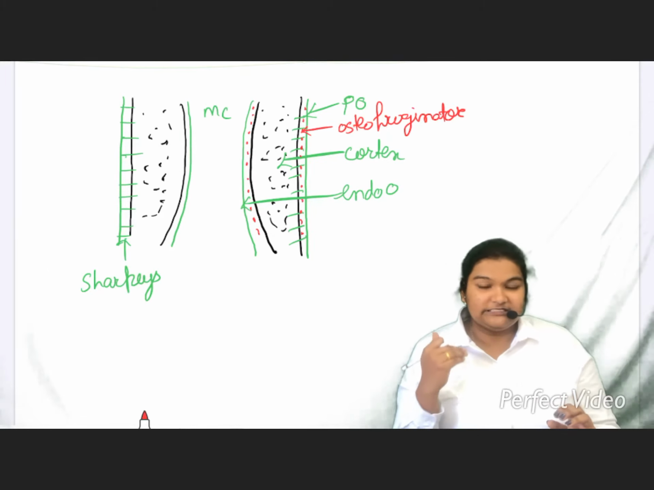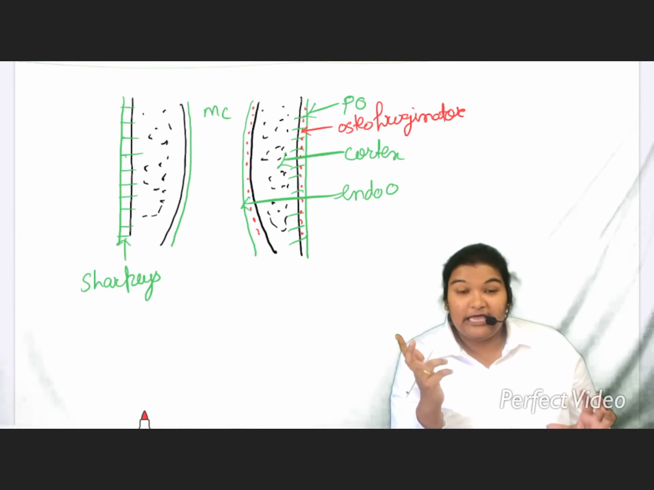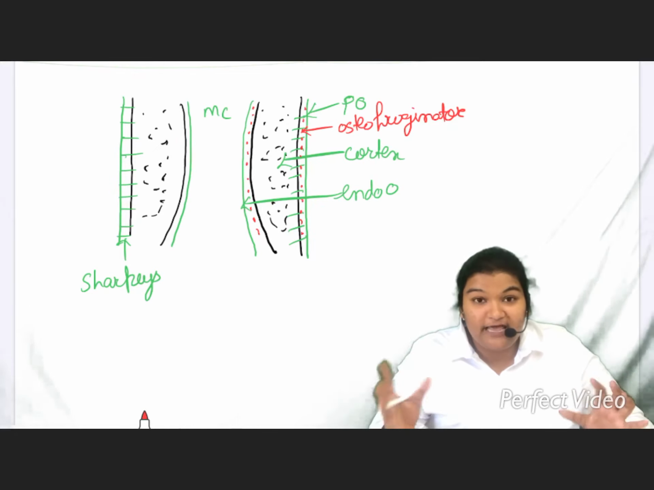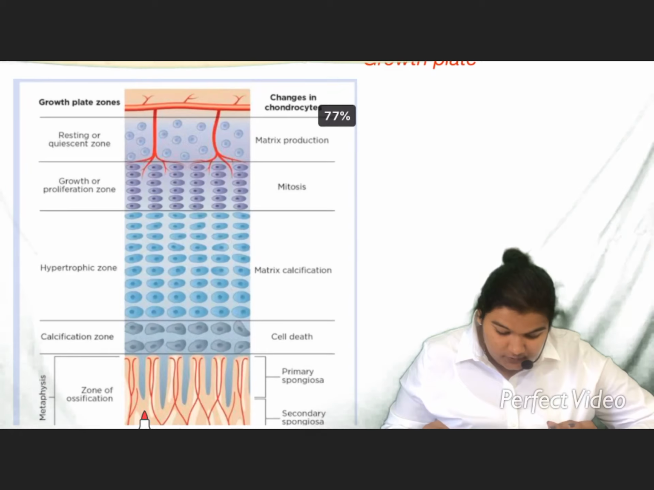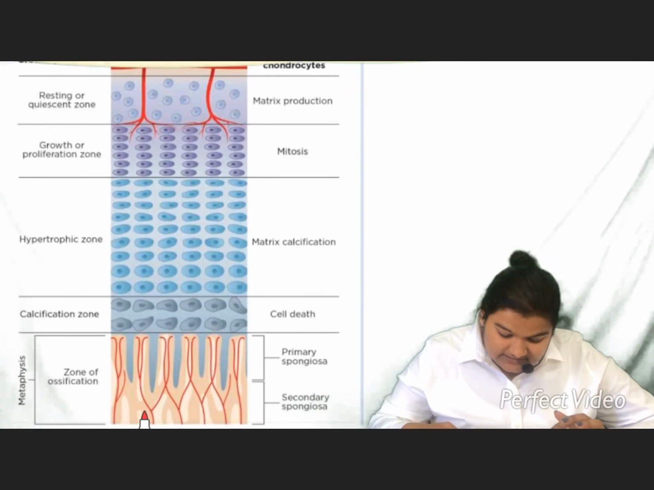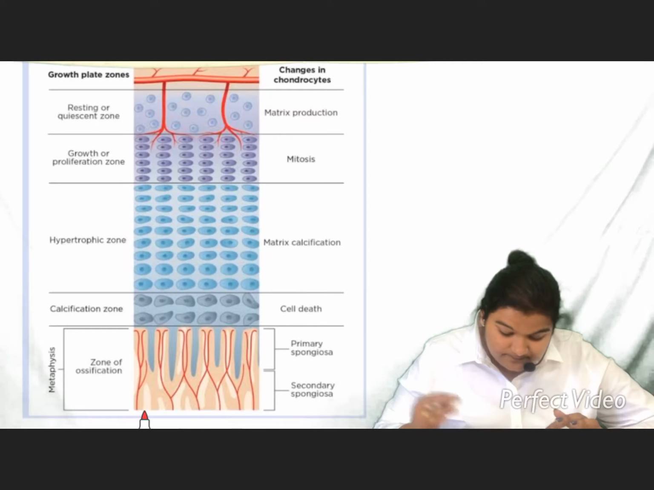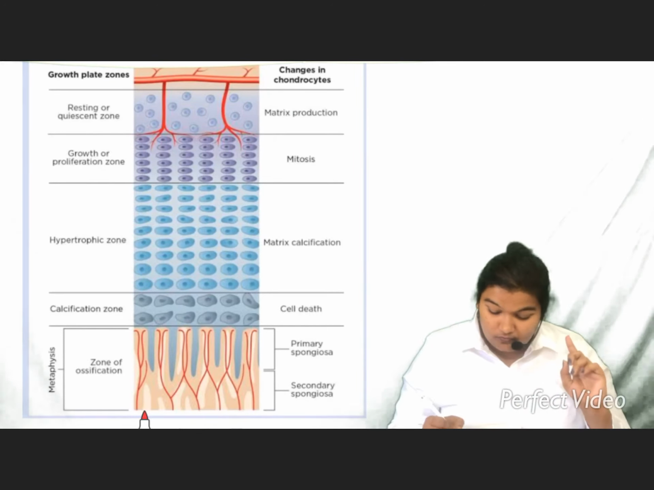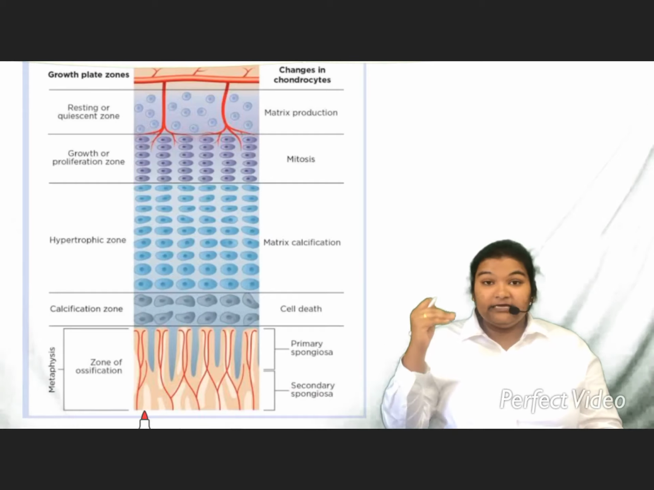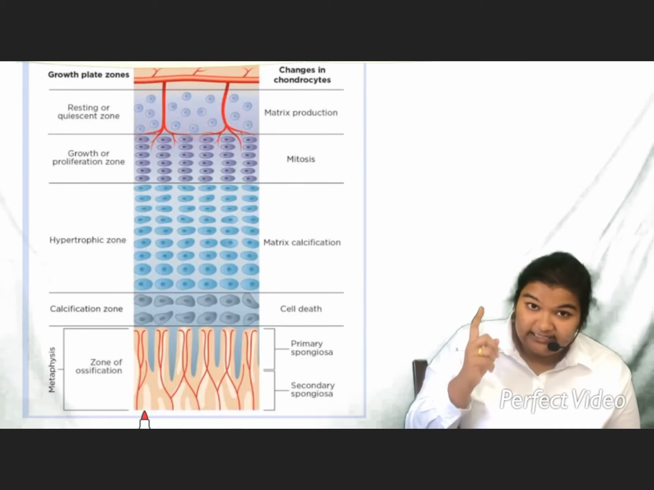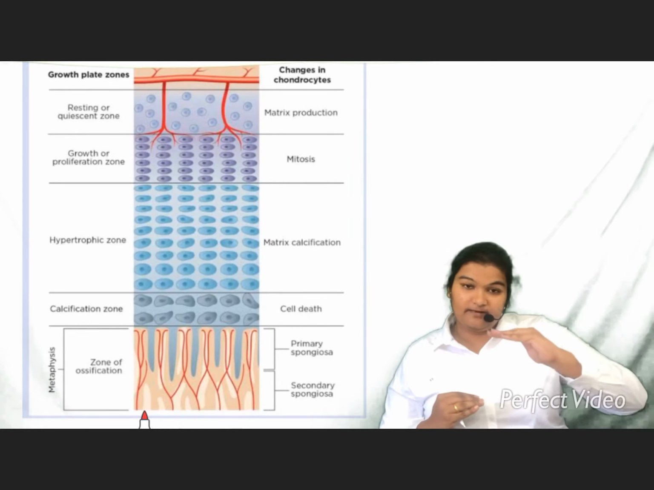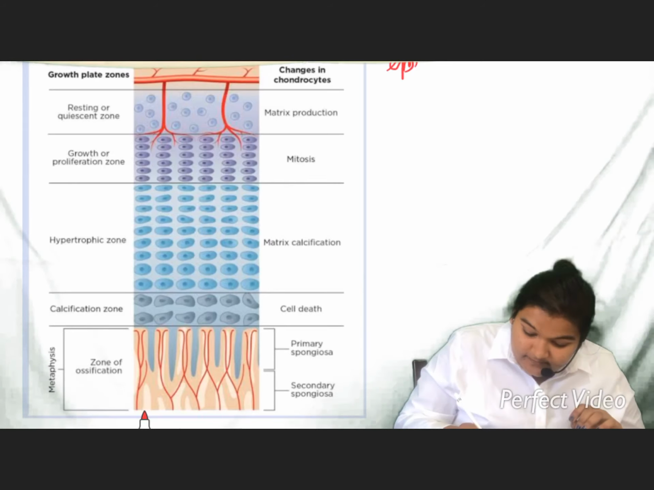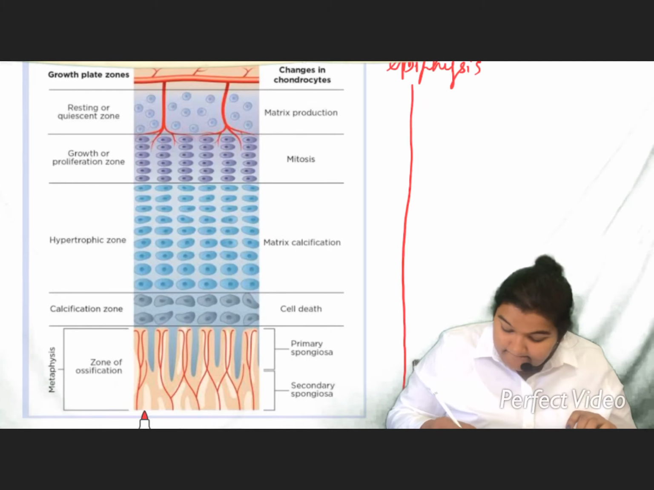Now we will see the important points which are helpful in MCQ exams. First of all, the growth plate. Can you see this image? There are layers of the growth plate. We will start enumerating those layers from the epiphysis to the metaphysis.